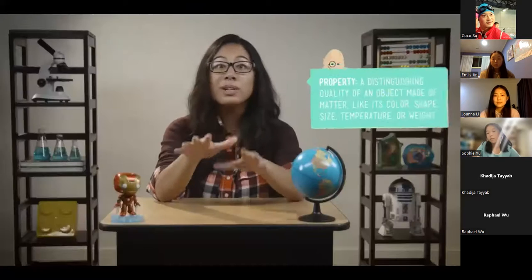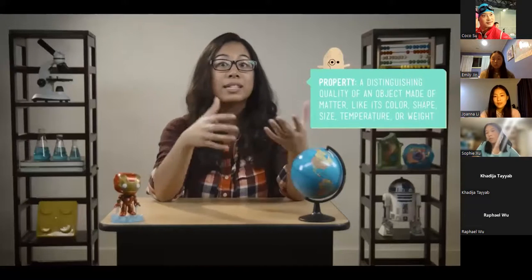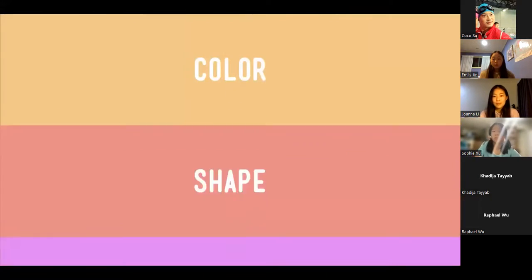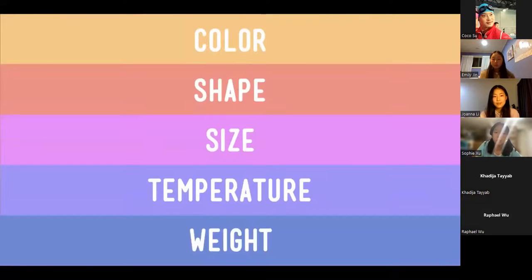Now, all solids, liquids, and gases are materials, or objects made of matter. And all materials have properties or traits that help identify them, like their color, or shape, or size, or temperature, or weight. And now that you're properly refreshed on the states of matter, I'm going to cheat and answer our big question a little early, or at least part of it.